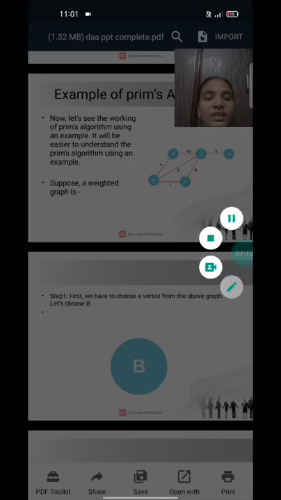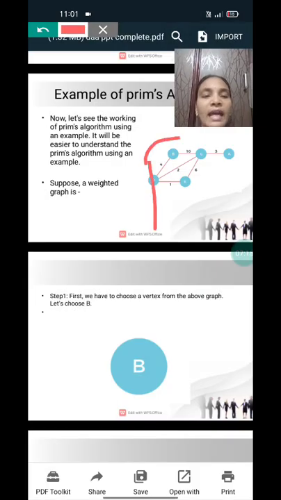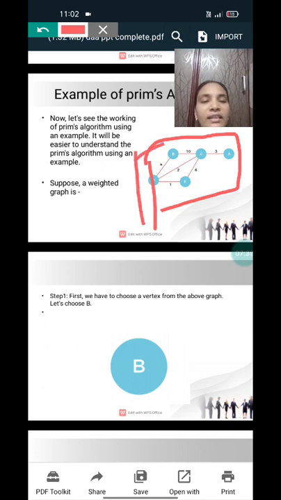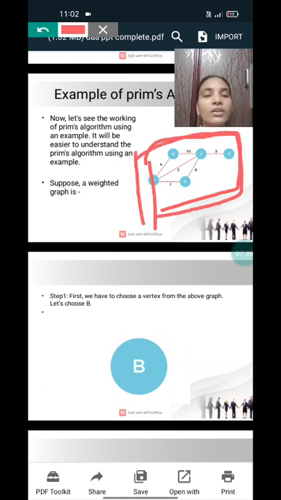So let me take a pen. So here we have a spanning tree. We should find the minimum cost spanning tree of this tree so that the cost of the tree must be very low. Now let's see the working of Prim's algorithm using an example. It will be easier to understand Prim's algorithm using an example. Suppose a weighted graph is taken. This is a weighted graph. We have to draw a spanning tree with the minimum cost.